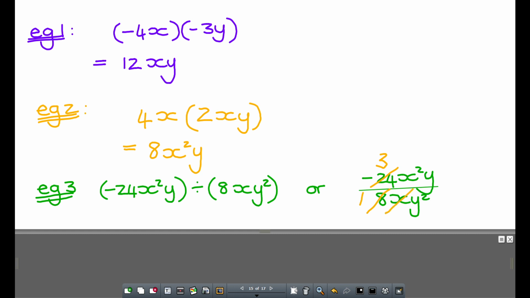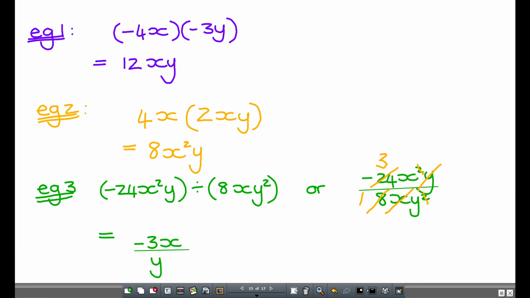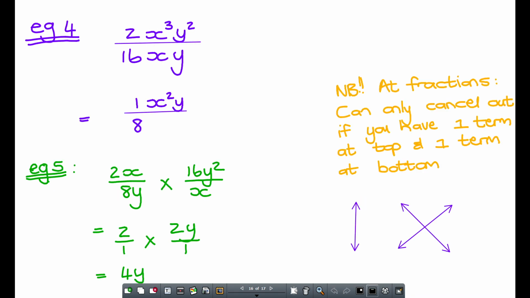Okay, now let's look at the x's. X I can take at the bottom, which means I can take only one of those x's at the top, so there would still be an x left. Then y I take at the top, which means I can only take a y at the bottom. So can you see at the top I have left minus 3x, and at the bottom 1y, or just y. Do you see that? Okay. Just take that away.